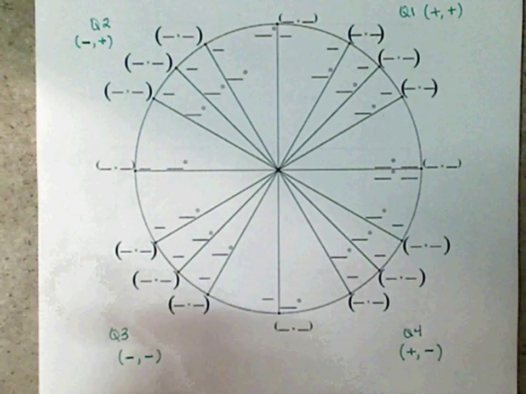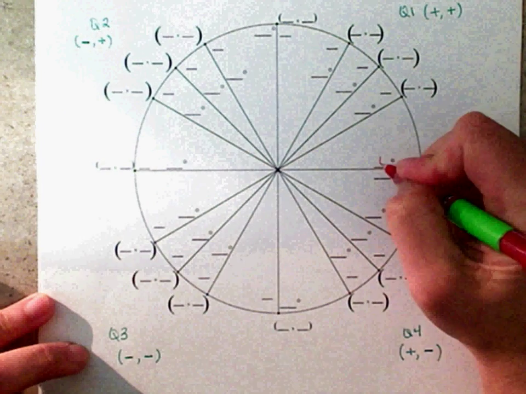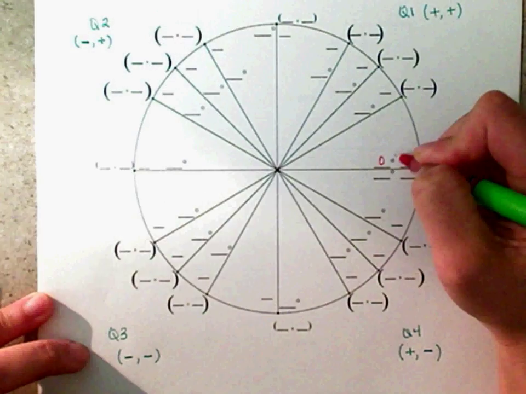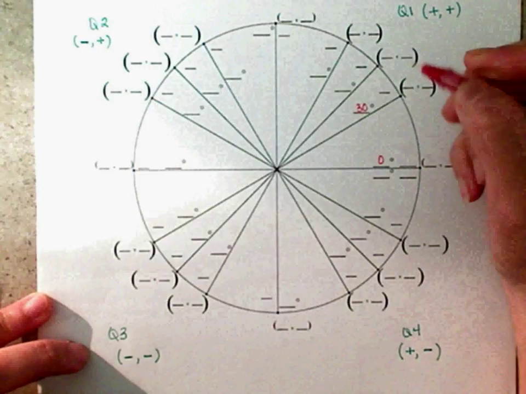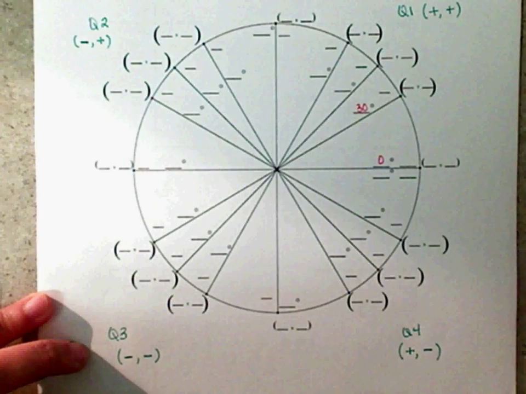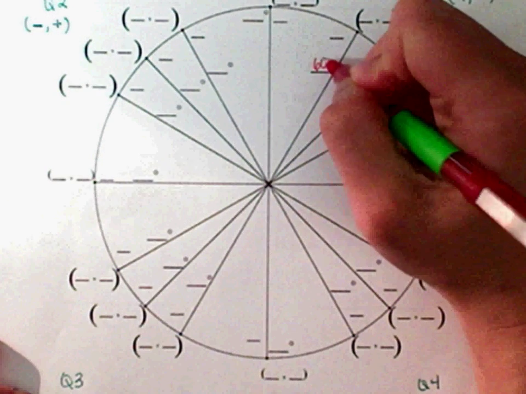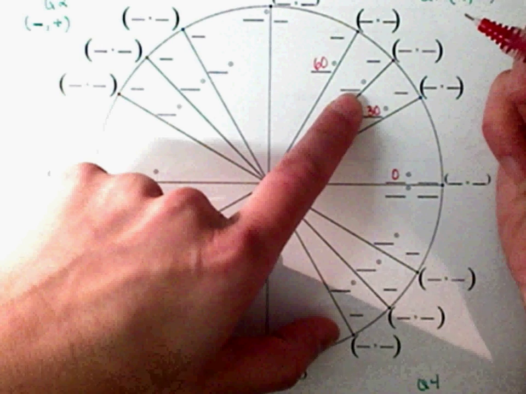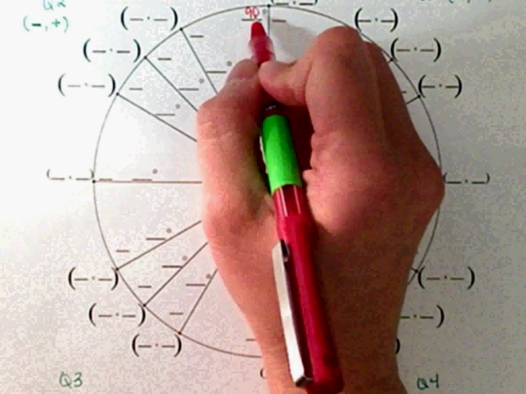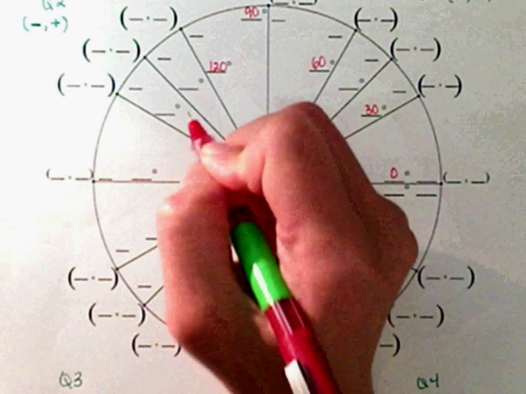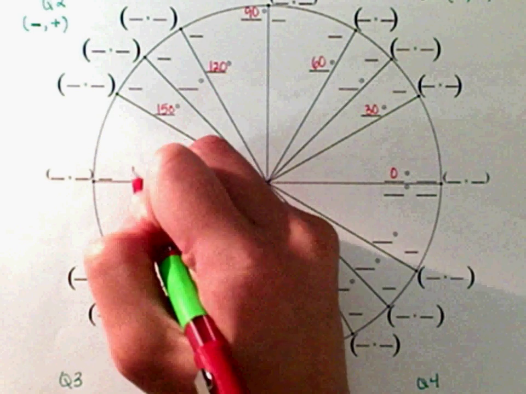Alright, let's talk about the degrees first. Okay, starting off with 0, okay? Let's go every 30 degrees. So from here to here, 0 plus 30 is 30. Let me make it a little bit bigger so you guys can see it better, okay? And then plus another 30 is 60. I'm going to skip this one because this is 45, and I'll come back to that. 60 plus 30 leaves you 90. 90 plus 30 leaves you 120. 120 plus 30 is 150. 150 plus 30 is 180.